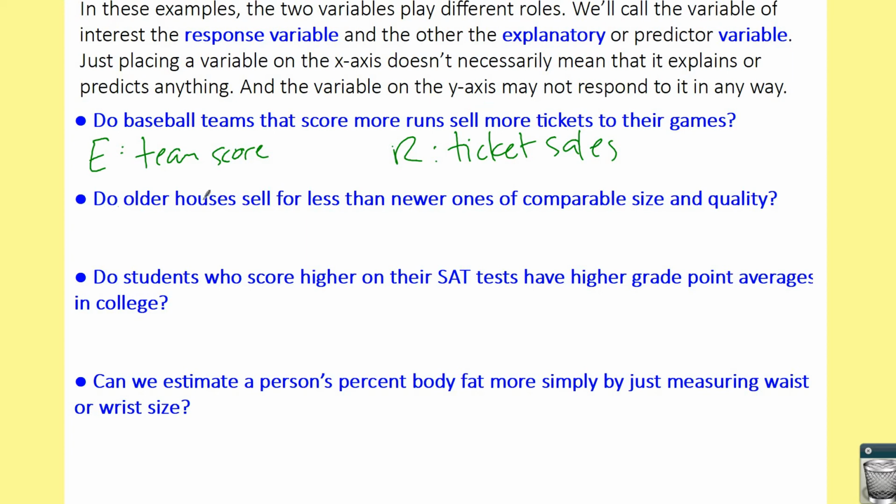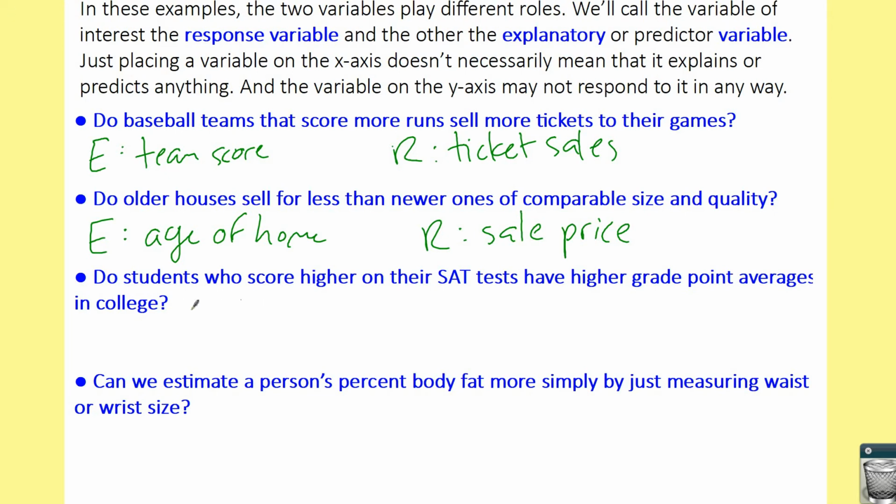So then here, do older houses sell for less than newer ones of comparable size and quality? So the explanatory here would be the age of the home, and the response would be the sale price. Okay, so does the age of the house affect the sale price?